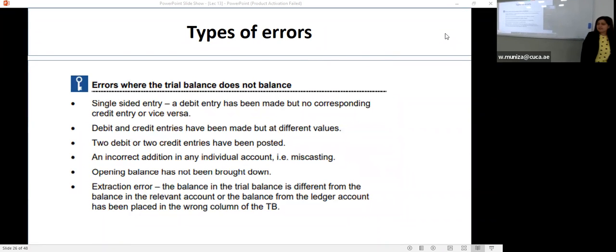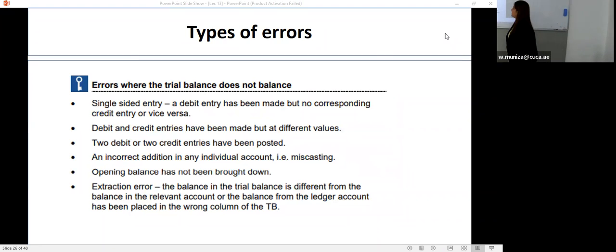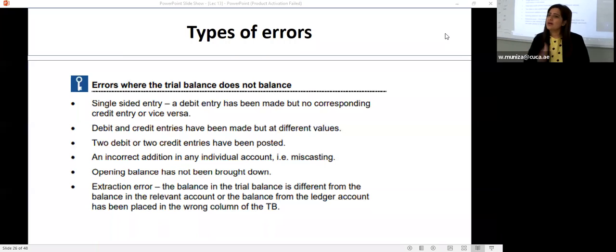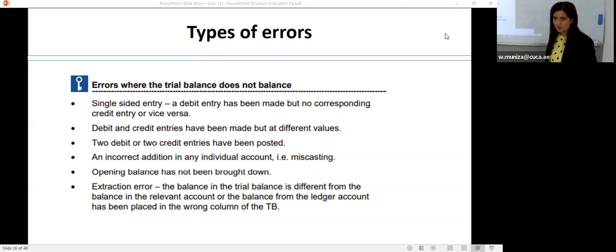Okay, now students, the second category of the errors which we have discussed, errors where the trial balance does not balance. As I told you, these are errors in which we have made a wrong entry in any one side of the account. Single-sided entry: a debit entry has been made but no corresponding credit entry or vice versa. Debit and credit entries have been made, but at different values. We are debiting by 60 and crediting by 80. Two debits or two credit entries have been posted. Instead of debiting and crediting in one accounting entry, we have debited both the accounts in the entry. Even then, our trial balance is not going to match.